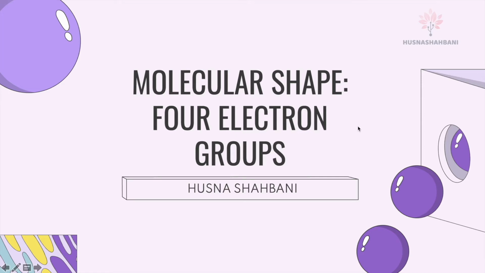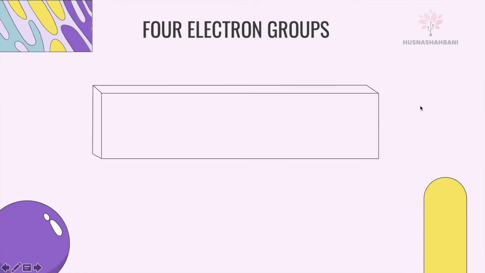Molecular shape for 4 electron groups. For example, CH4. The first step, draw the Lewis structure of CH4. This is the Lewis structure of CH4. Second step, determine its electron group. This carbon atom, the central atom, has 4 single bonds counted as 4 electron groups.